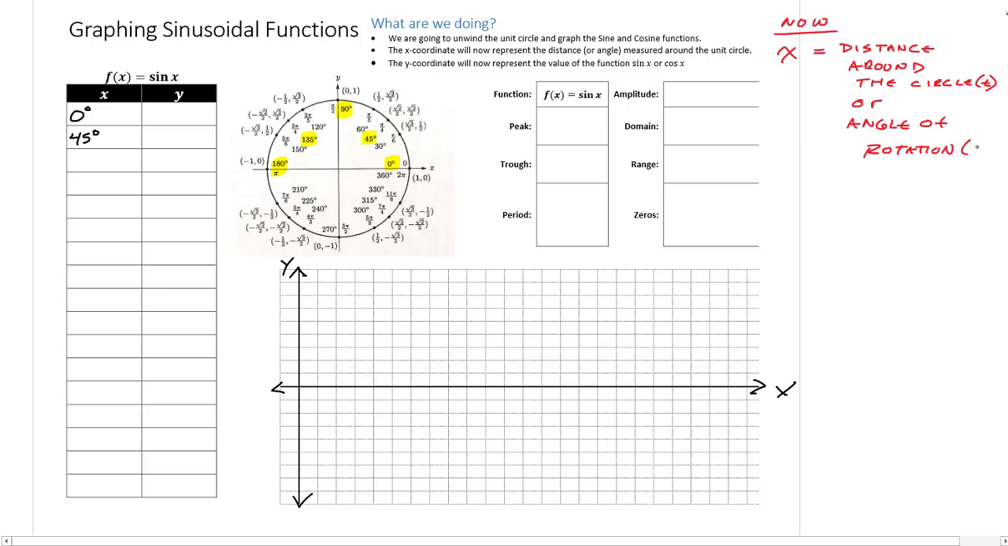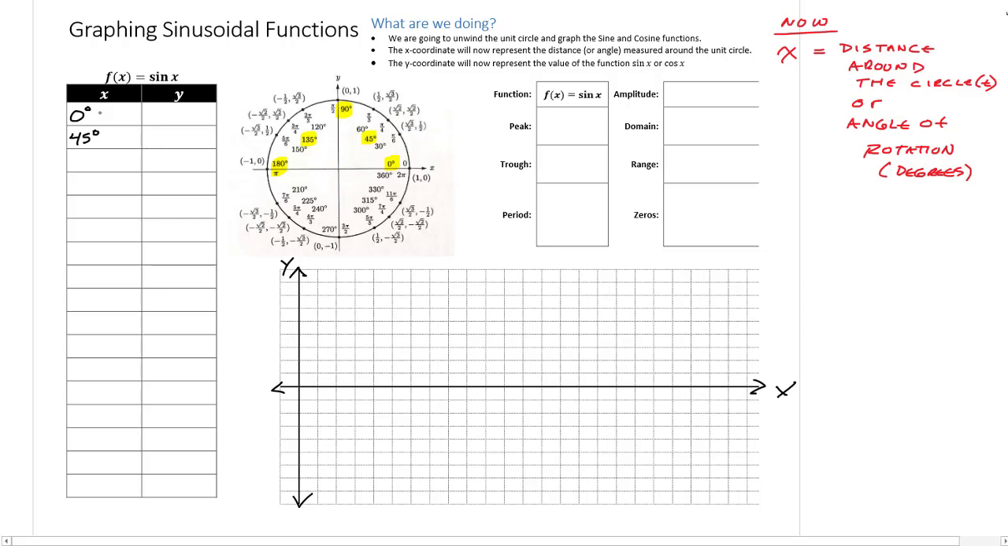Now most of us are more used to degrees, okay? But those of us that continue in mathematics, degrees tend to be more frowned upon as you get into more complex math. Radians are more accurate and are the standard international way of doing things. So I'm going to write both in the box here.